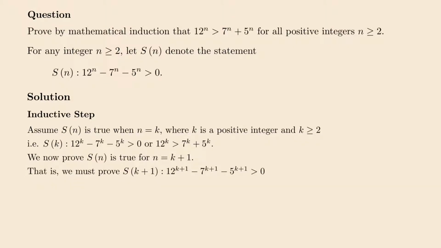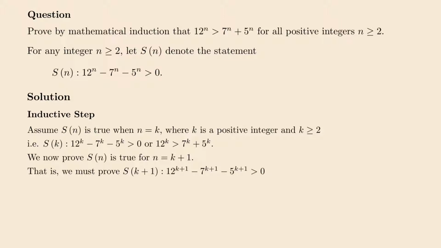Now onto the inductive step. As always, assume the statement is true when n is some fixed positive integer k, which has to be greater than or equal to 2. This assumption allows us to write that 12 to the k is greater than 7 to the k plus 5 to the k. We will use this later. We now need to prove that our statement is true for n equal to k plus 1.